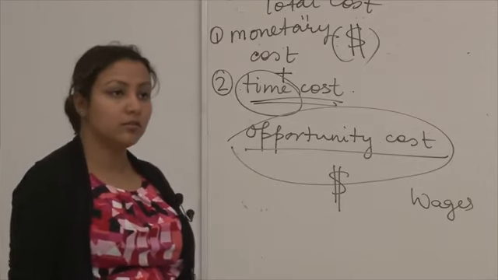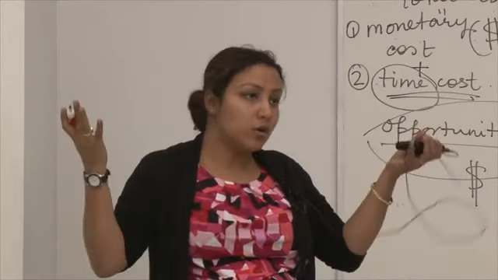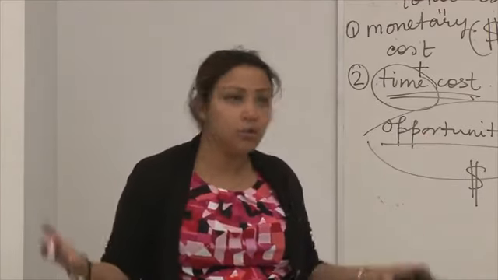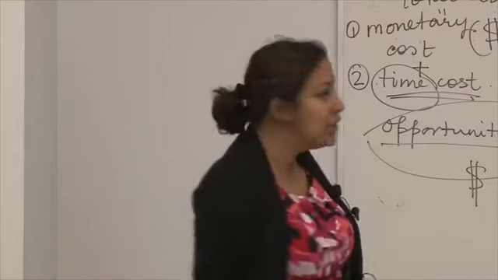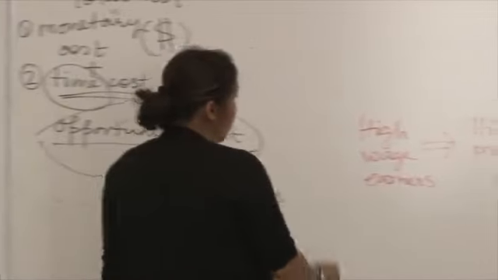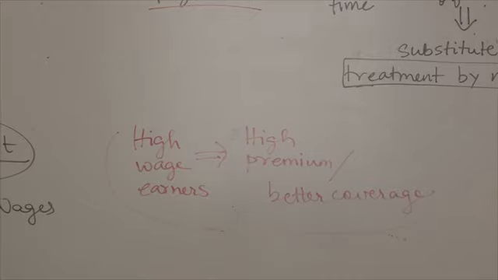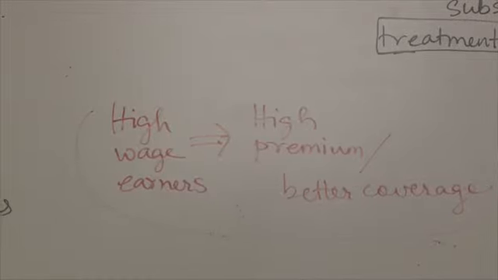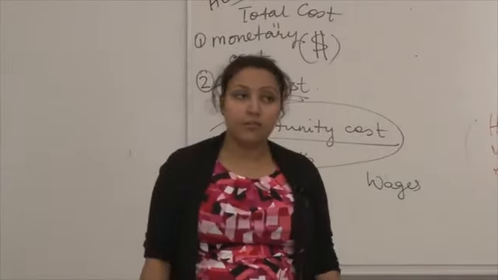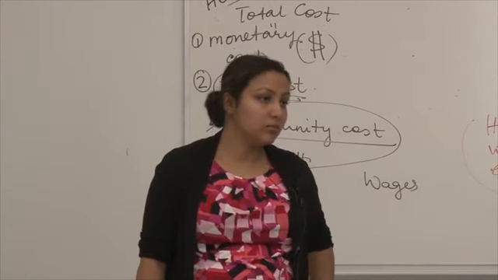Say, it's normal. If you have more wages, more income, you buy more. If you have low wages, low income, you buy less. So that's a direct relationship. So in that sense, health insurance is not an inferior good, but it's a normal good, because it's the high wage earners who end up paying high premium and have better coverage. If you are a low wage earner, then you end up paying less for your health insurance and you have a lower coverage.